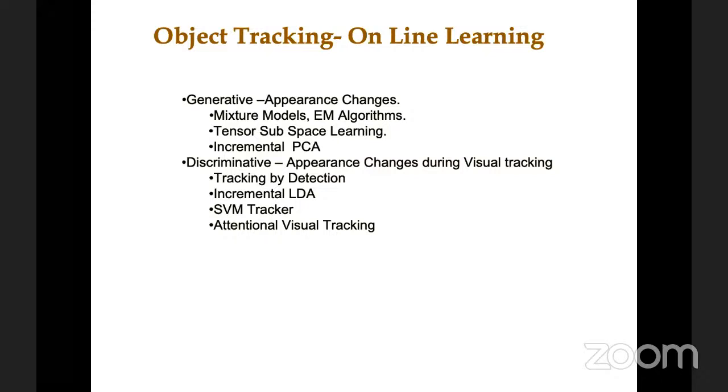And the discriminative, where the appearance changes during visual tracking. Then you can detect by tracking, meaning tracking by detection. You can use linear discriminant analysis, incremental. You can have an SVM, basically it's a classifier, but you can use it for tracking. You can use the attentional visual tracking algorithm. These are called the discriminative techniques.